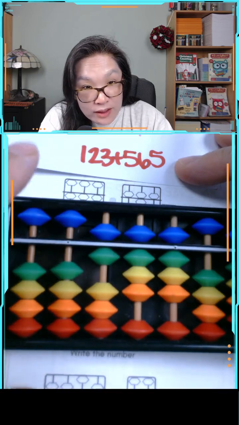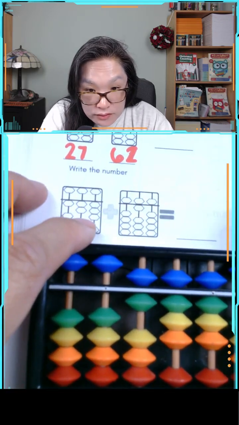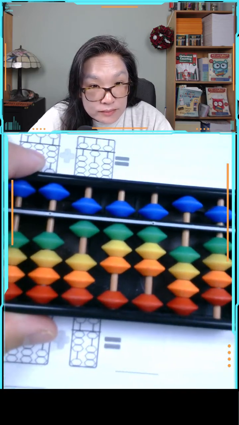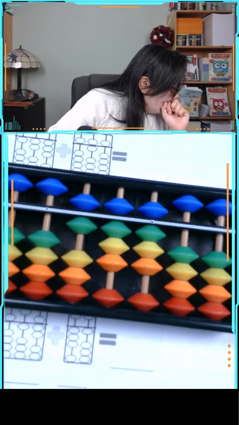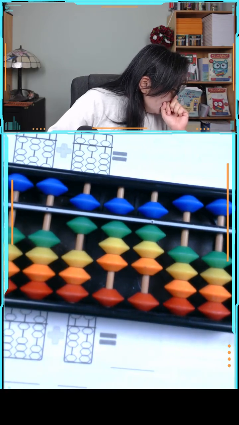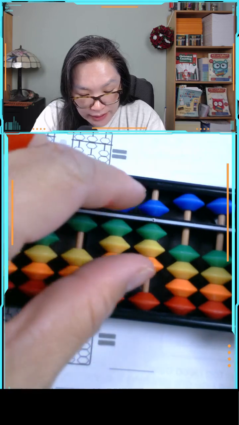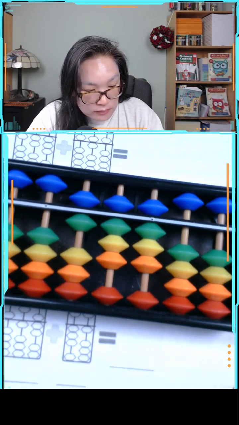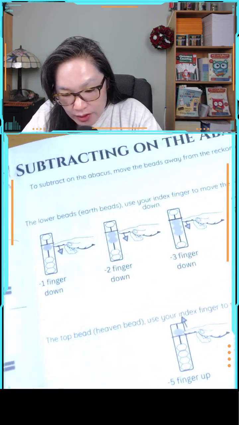So what is my final answer? So our final answer, we go here. What is our final answer? Thank you, Busy. Yes. 688. Yep, that's what that would be. And then I only give you like one page because I feel like this is kind of easy. And then we start going to subtraction.